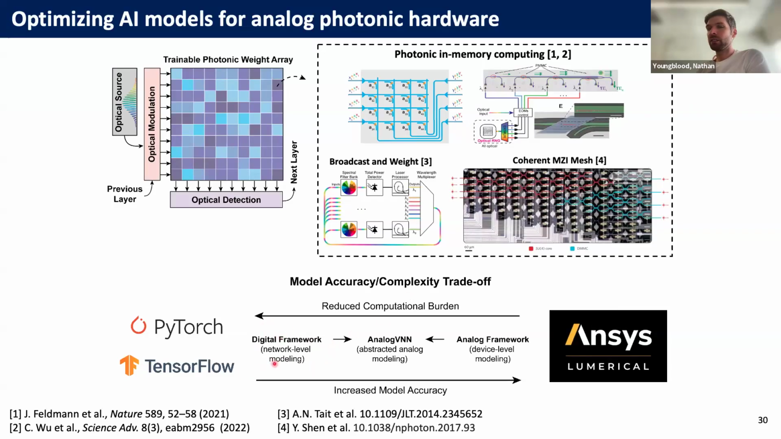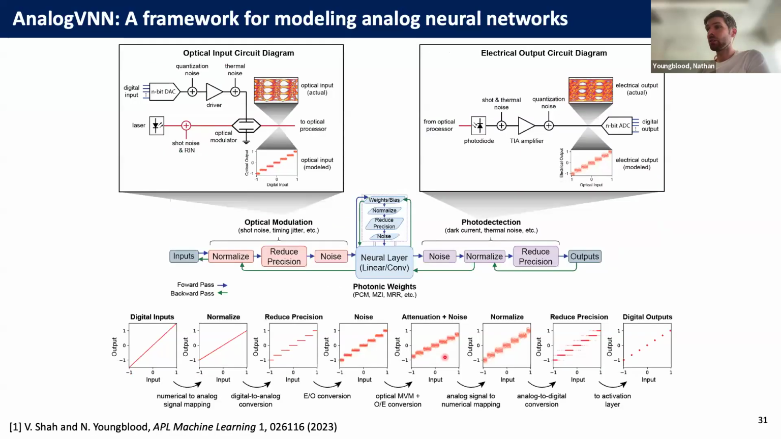If you use a digital framework, it's going to ignore the limited precision and noise that you would expect to accumulate from analog hardware. So we've introduced an approach built off of PyTorch, called analog VNN, where we can abstract out all of the limited precision, normalization, attenuation, and noise, but still simulate on a digital framework with very low increased computational burden. It's about 10% or less to simulate an abstracted optical layer versus a fully digital layer with this framework.